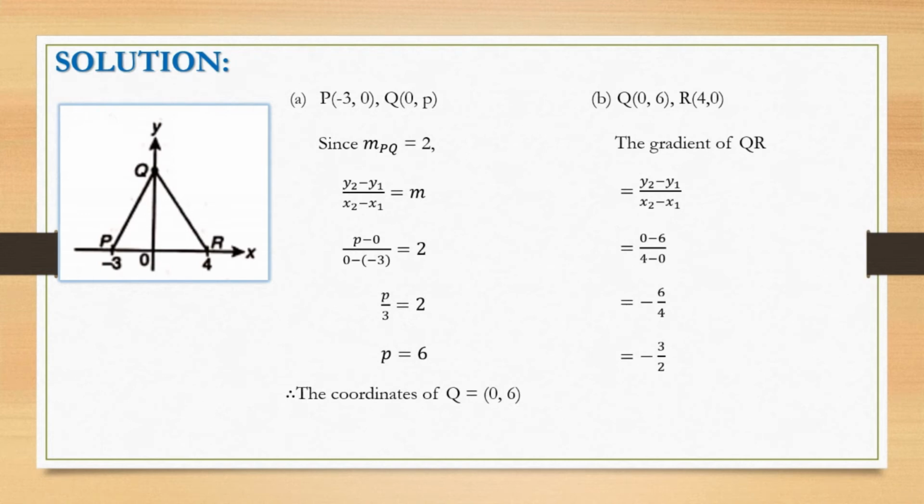Next, question 2b is to calculate the gradient of QR. After getting the coordinates of Q, we do the same thing, which is to substitute the coordinates of Q and R into the formula of gradient and do some calculation. Then we find that the gradient of QR is equal to -3/2.